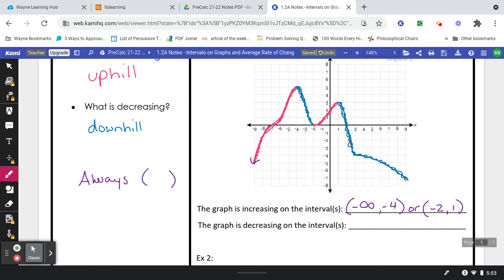Now let's look at the decreasing section. We have this first blue section, which looks like it's going from -4 to -2. And then you have this other blue section, which looks like it starts at 1 and goes on. And notice that arrow right there means it goes on forever. So it'll go from 1 all the way to infinity.